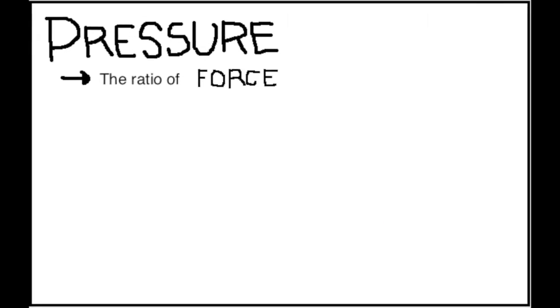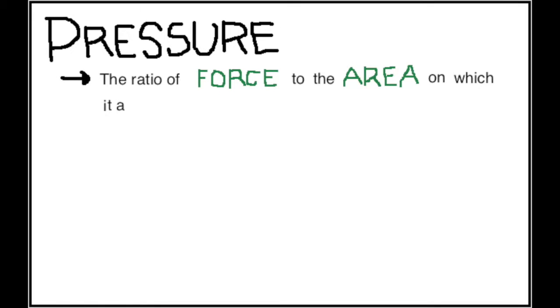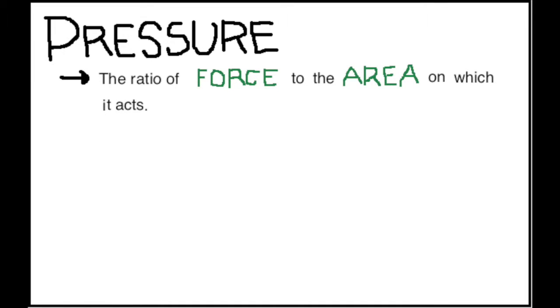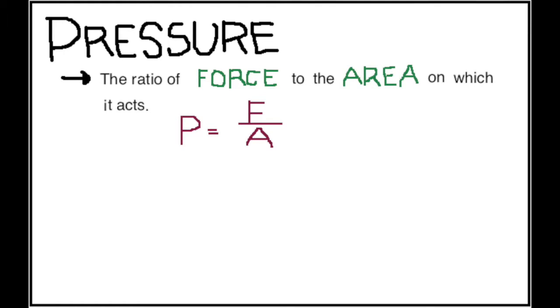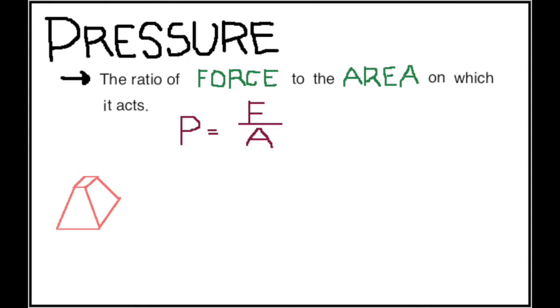Pressure is the ratio of force to the area on which it acts. This is illustrated in the formula pressure equals force over area. This can be demonstrated by looking at this arbitrary pyramid. The force exerted by the pyramid is its mass multiplied by the acceleration of gravity.